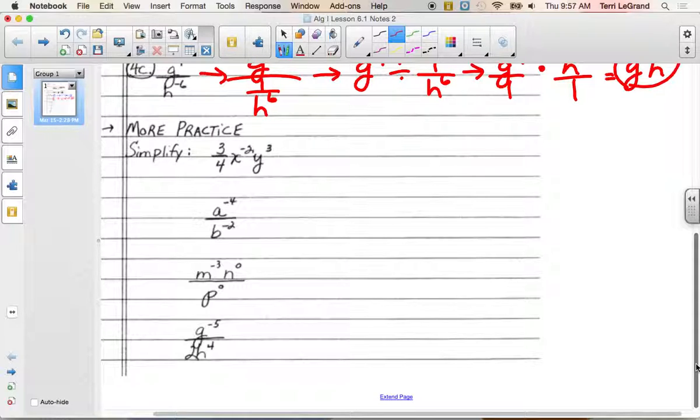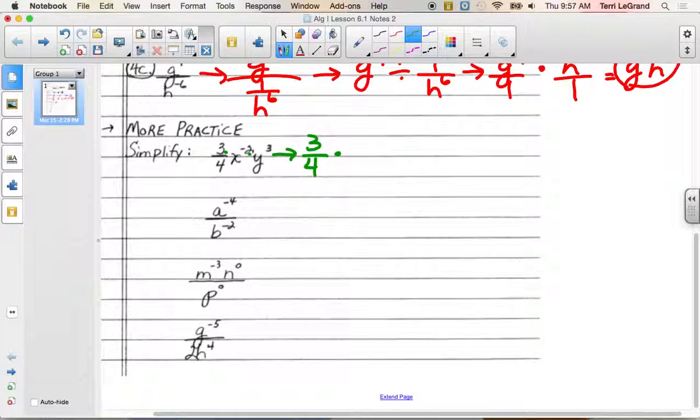Okay. So in this next one, we're just going to first write it out. We're going to consider that there's multiplication going on between these. So we're going to write it as a multiplication problem. We're going to actually include the multiplication signs, I mean. And then do we need to rename that 3/4? I guess I should have asked.